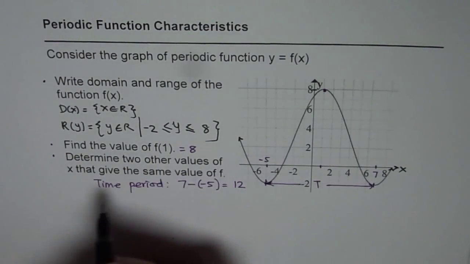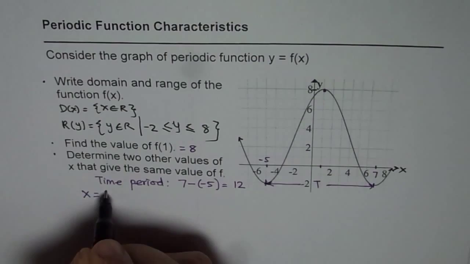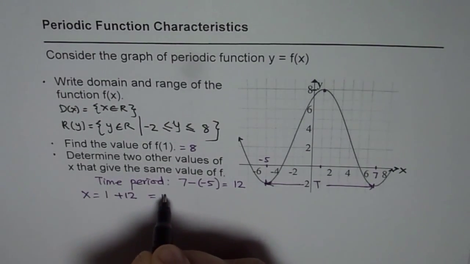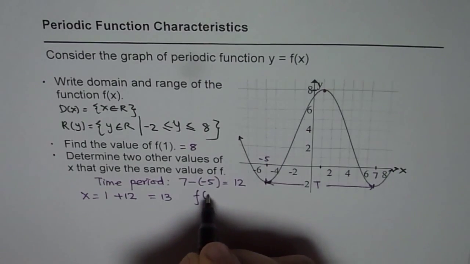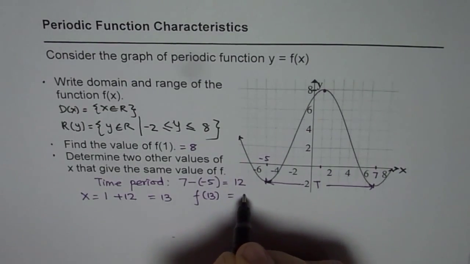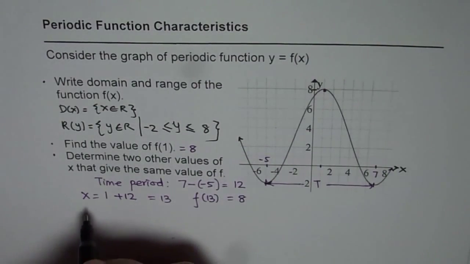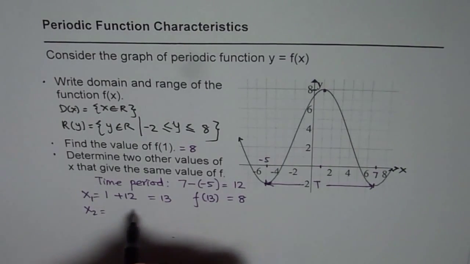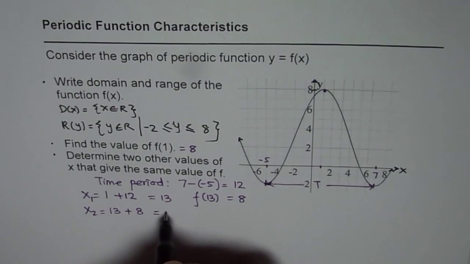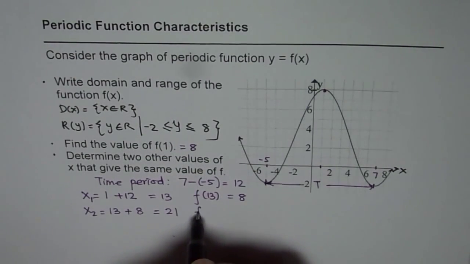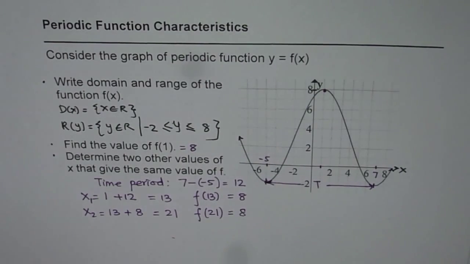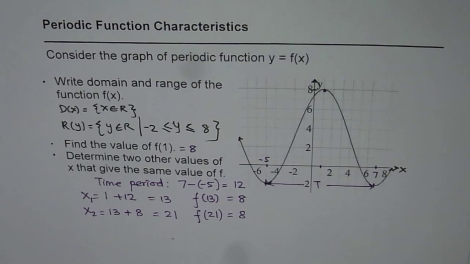So the first time, x is 1. Now let's add 12 to this. Then we get 13. That means f of 13 is going to be 8, right? And then the next value, let me call it x1, when it repeats will be 13 plus 12, which will be 25. So we'll find that f of 25 for this periodic function will be 8. So that's the whole idea.